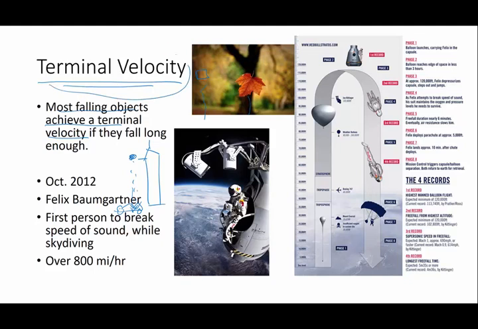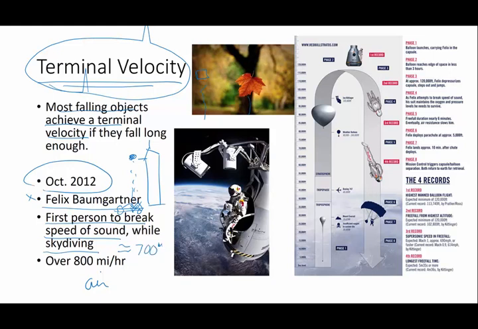Now, you can mess with terminal velocity if you change the conditions of the air. Back in 2012, there was a gentleman named Felix Baumgartner, an Austrian gentleman, and he was the very first person to break the speed of sound while skydiving. Now, the speed of sound is going to vary depending upon air density and temperature. It's typically somewhere around 700 miles per hour, and that's going to vary, of course, on atmospheric conditions. Well, how the heck can you do this if terminal velocity for a human is right around 120 miles per hour? That's a far cry from that 700.